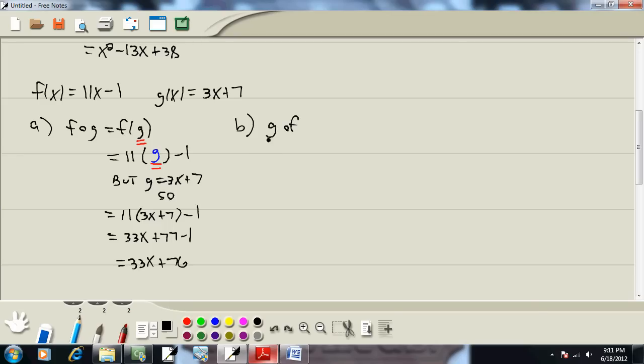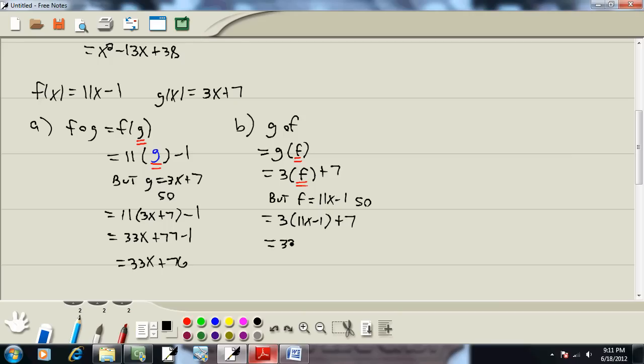In B, we want to find the composition of g and f, which is g of f. So we're going to take our g of x, which is 3x plus 7, and where our x is, we'll put in parentheses. Again, whatever's in that parentheses is what you can put in here, which is f. But f is equal to 11x minus 1. So this becomes 3 times 11x minus 1 plus 7. 3 times 11x is 33x. 3 times negative 1 is negative 3, plus 7, which gives us 33x plus 4 as our answer.